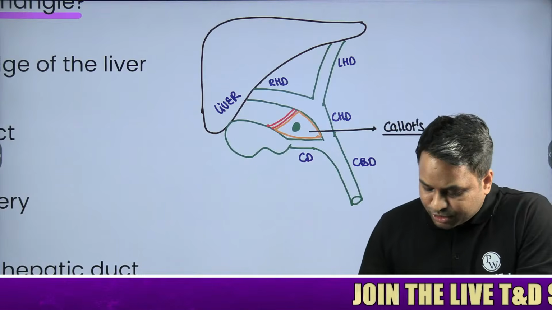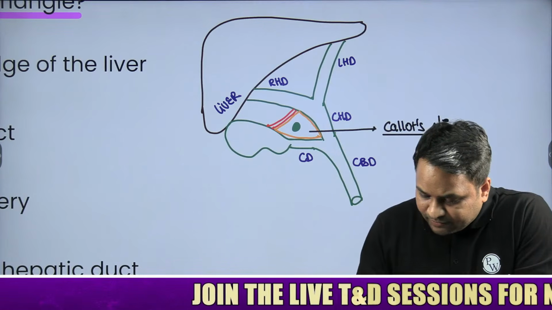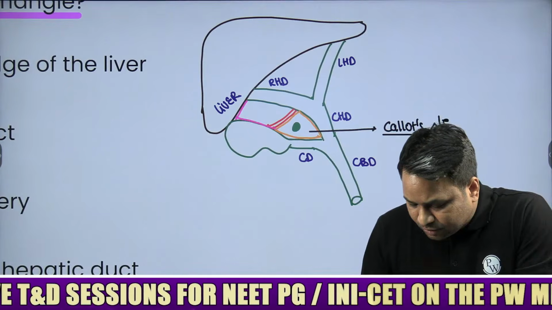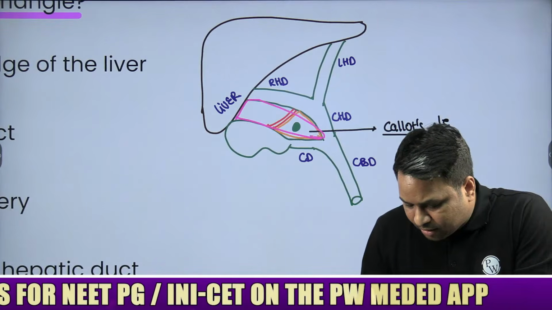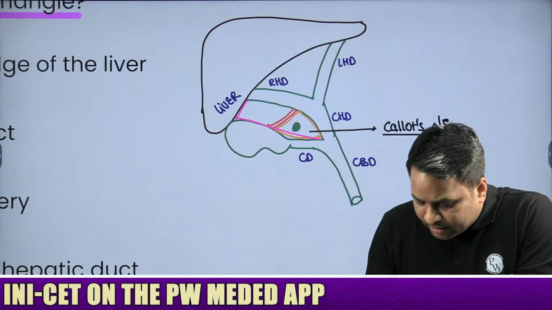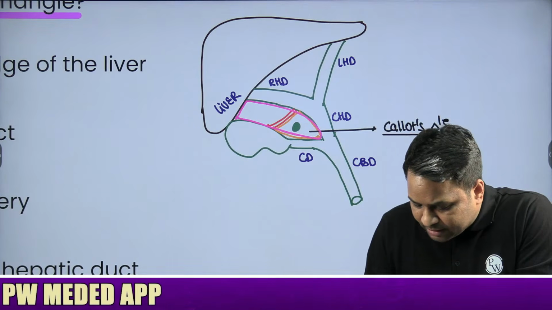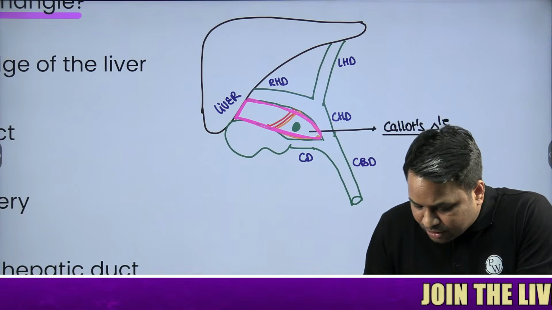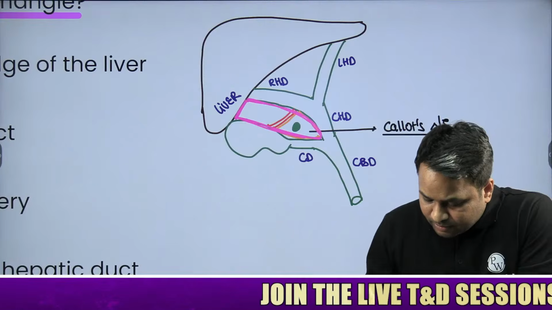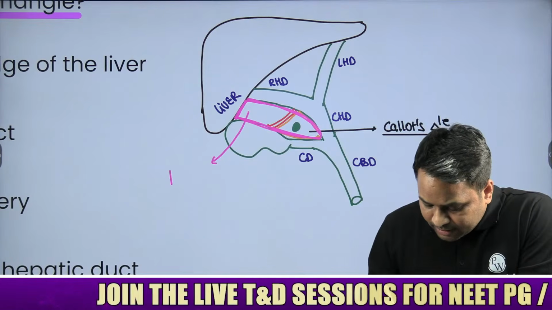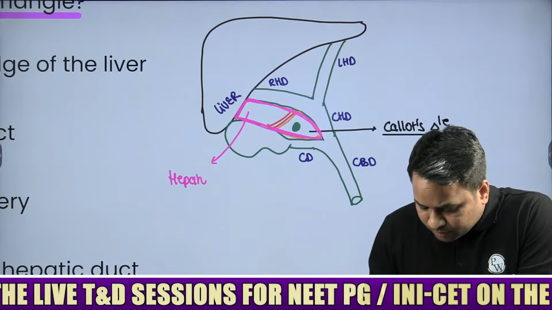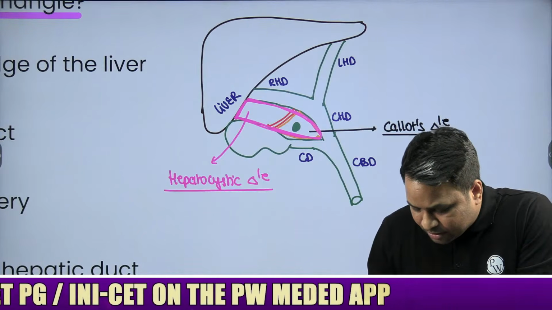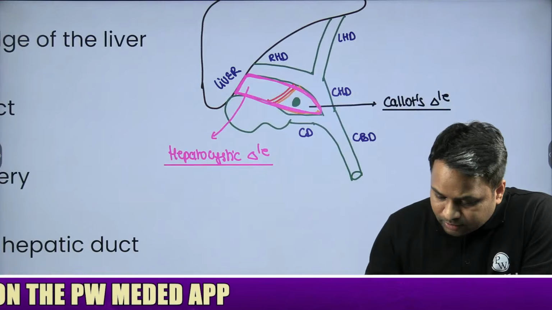What is a hepatocystic triangle? Now, the same triangle, if I extend from the inferior surface of the liver to these boundaries, this bigger triangle that you see between the common hepatic duct, the cystic duct, and the inferior surface of the liver, this bigger triangle is what we call the hepatocystic triangle. In the hepatocystic triangle, what are the contents or the boundaries?